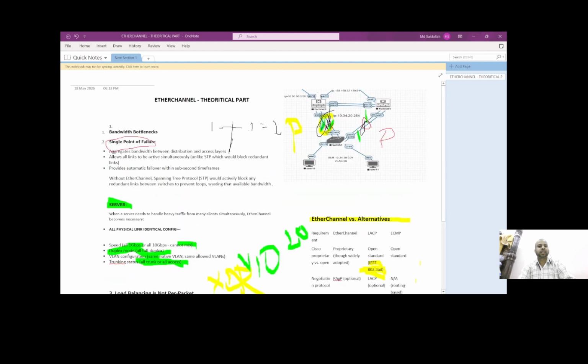Okay, this is the summarization of the EtherChannel theoretical part. What we mainly achieve from EtherChannel is high bandwidth, double bandwidth, as well as redundancy. And STP does not allow the redundancy. One port is blocked and one port is forwarding.